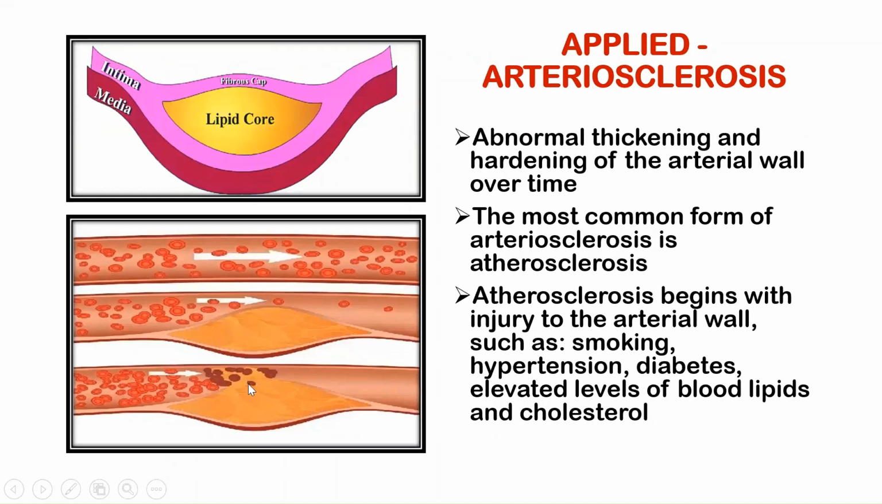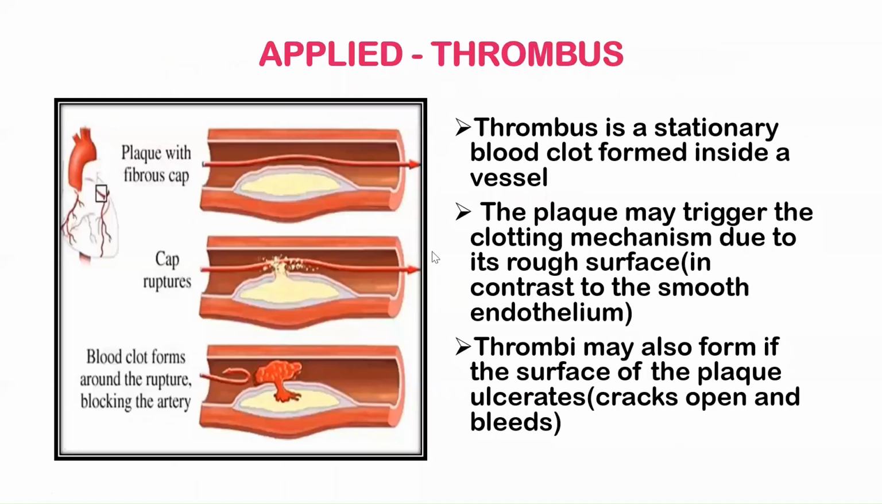The plaque can ulcerate, it can rupture and lead to activation of the clotting mechanism, resulting in thrombosis and complete stoppage of blood flow into the organs. Thrombus is a stationary blood clot formed inside a vessel. The formation of an atherosclerotic plaque may trigger the clotting mechanism due to its rough surface. A thrombus may also form if the surface of the plaque ulcerates. The blood clot, that is the thrombus, may occlude the lumen, and thus it will lead to cessation of blood flow to the organs.